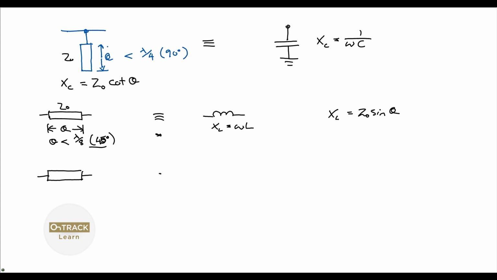And then we have, how do you find the capacitance of that segment, the capacitive reactance of that segment? When that's less than an eighth wavelength, or 45 degrees, again, you can work out the series L or shunt capacitance.